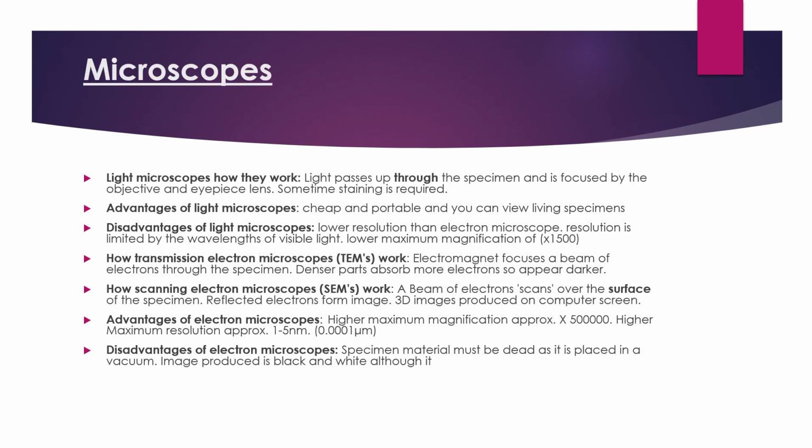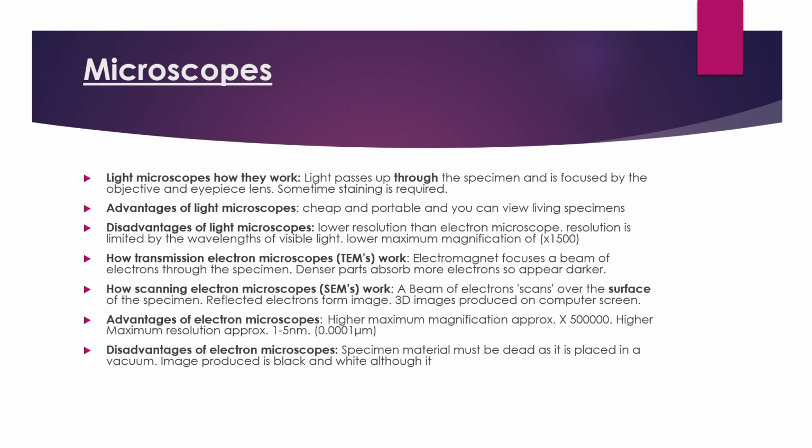So light microscopes and how they work. Light passes up through the specimen and is focused by the objective and eyepiece lens. Sometimes staining is required. Advantages of a light microscope: they are cheap and portable, and you can view living specimens. Disadvantages of light microscopes are a lower resolution than an electron microscope. Resolution is limited by the wavelengths of visible light. So lower maximum magnification of times 1,500.